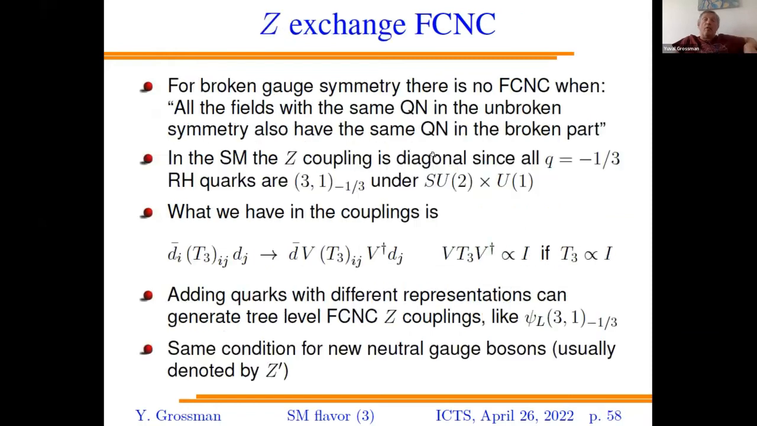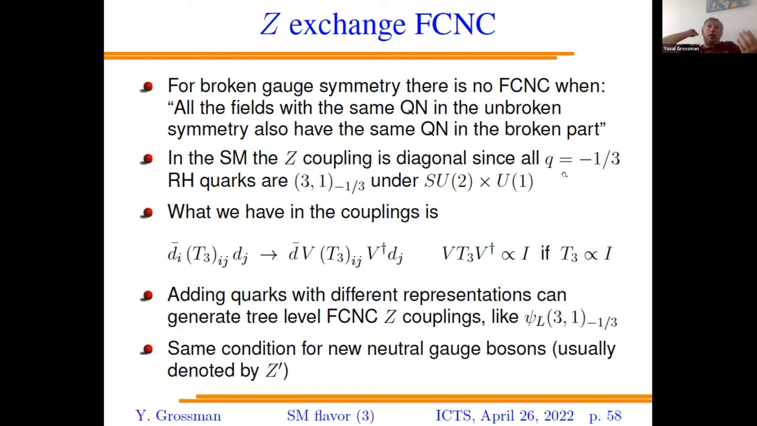Okay, so let's move on to the Z. And here the situation is as follows, okay? Let me first make the statement. If we have broken gauge symmetry and Z exchange corresponds to the broken parts of the SU(2) times U(1), there's no FCNC when the following condition is met, okay? Let me say it and then I'm going to elaborate on it. All the fields with the same quantum number in the unbroken symmetry also have the same quantum number in the broken symmetry. So let me explain, okay?